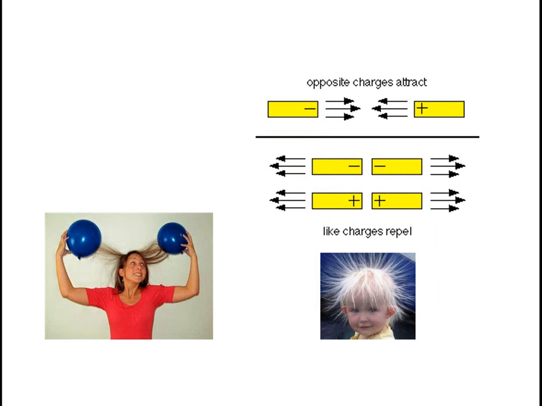Electricity is caused by electrons, the tiny particles that orbit around the edges of atoms. Each electron has a small negative charge. An atom normally has an equal number of electrons and protons, positively charged particles. So atoms have no overall electrical charge.